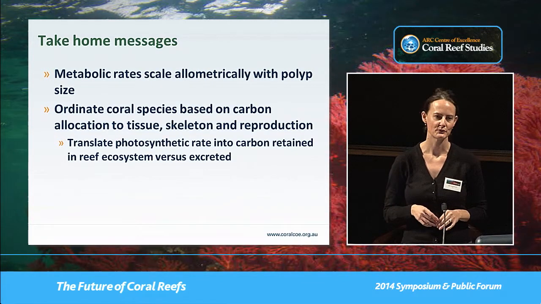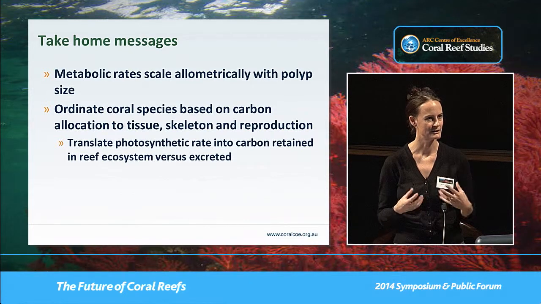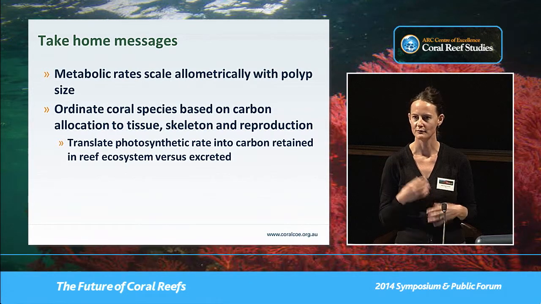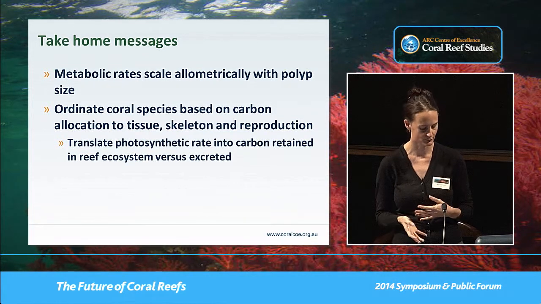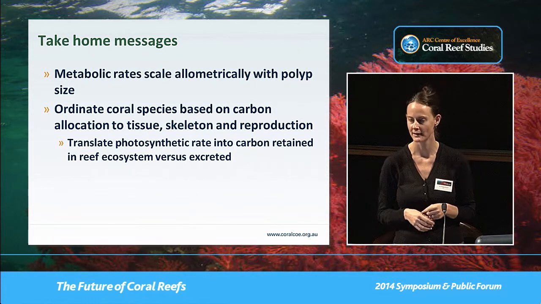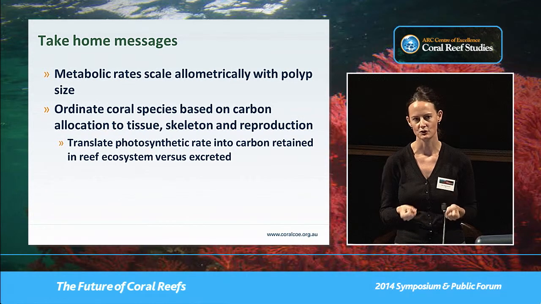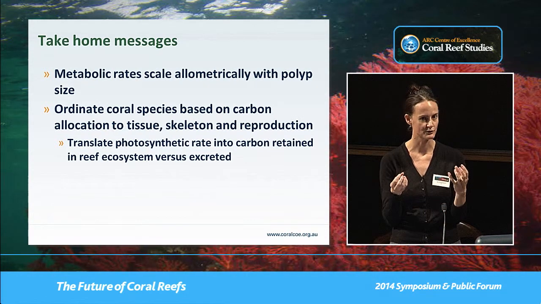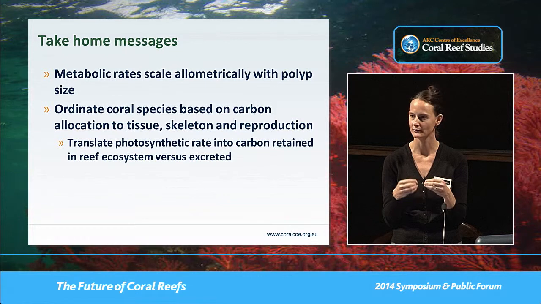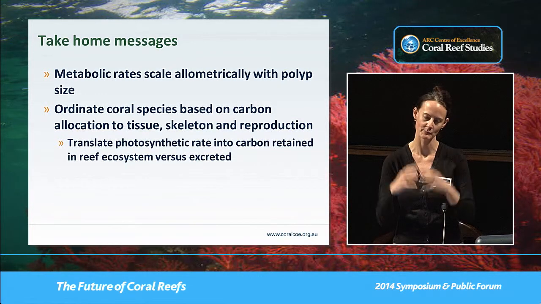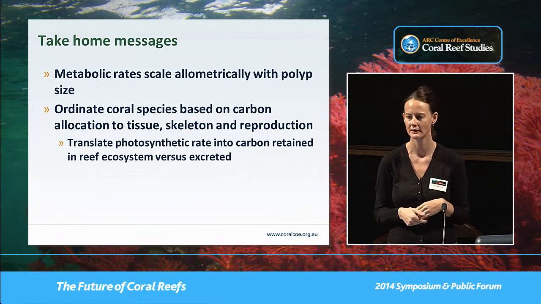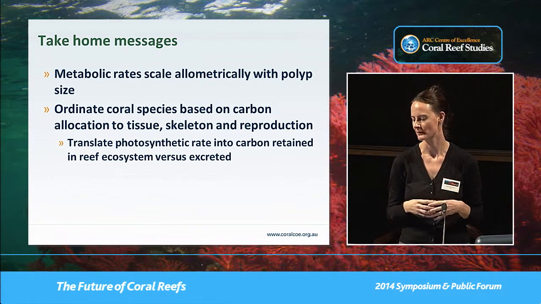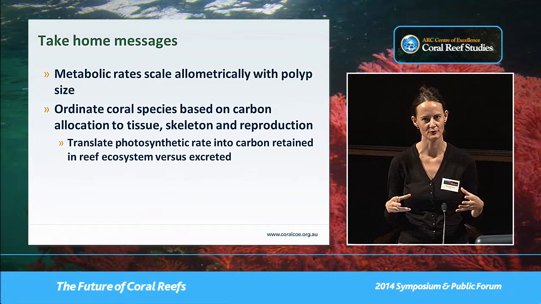So hopefully I've convinced you as well that we can ordinate different coral species based on their physiology, or their allocation of energy between reproduction, tissue and skeletal growth. This kind of process allows us to translate things like photosynthesis rate and carbon fixation into processes such as how much of that energy is retained within the system versus how much is lost from the system. It also helps us move towards something of a functional classification of coral species.